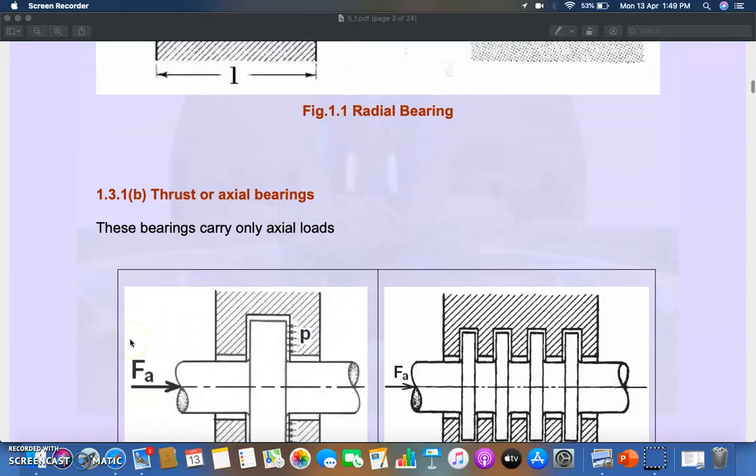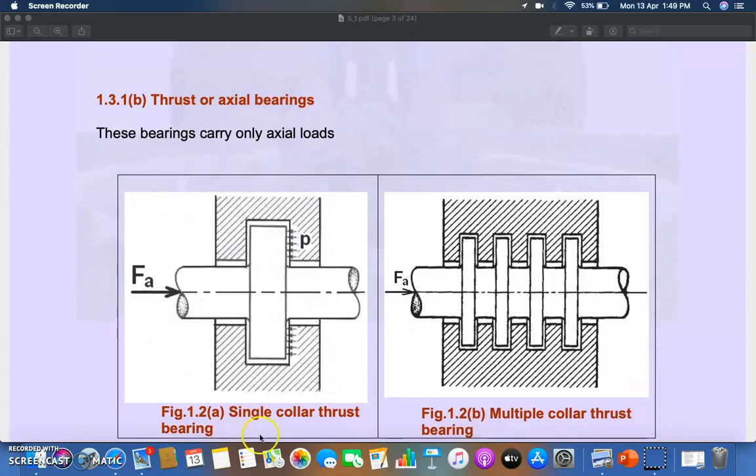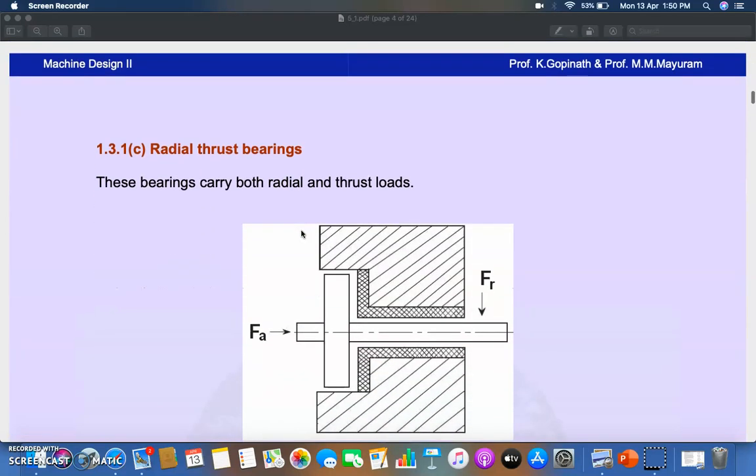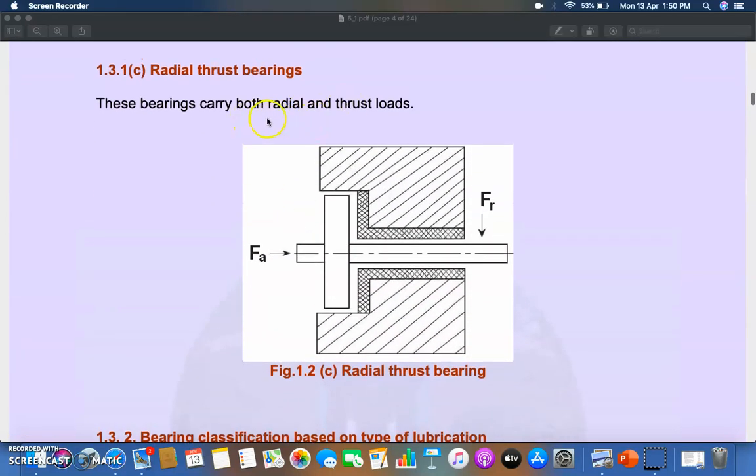Moving to the next part, the thrust bearing. These are the bearings which carry only axial loads, and they can be single collar thrust bearings or multi-collar thrust bearings. These are the collars, four collars as you can see in the picture, so this is a multi-collar thrust bearing. Such bearings are used to accommodate only axial loads. The next is the radial thrust bearing, in which both radial and thrust loads can be applied. This is the axial load direction, this is the radial load direction, and this whole bearing is called a radial thrust bearing, which can accommodate both radial and thrust load.